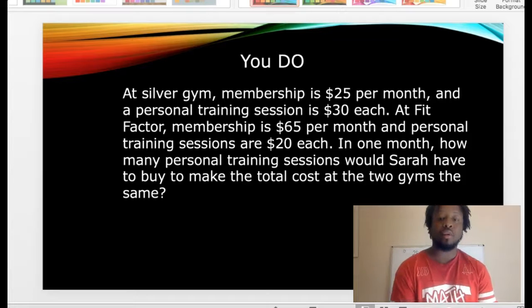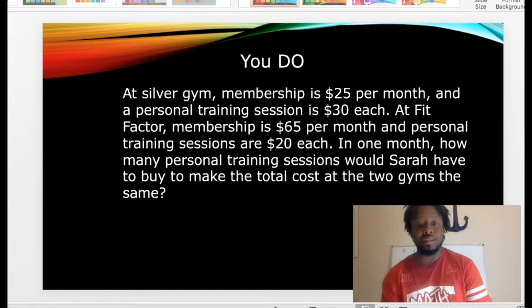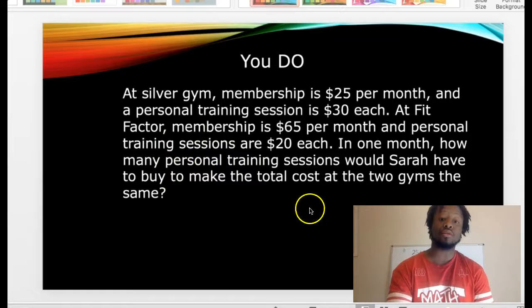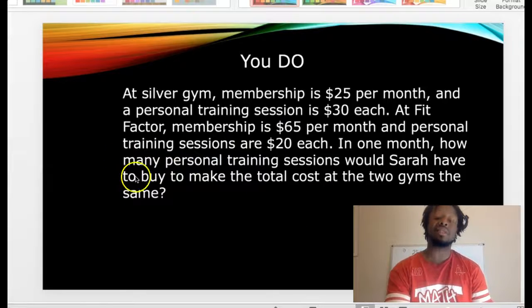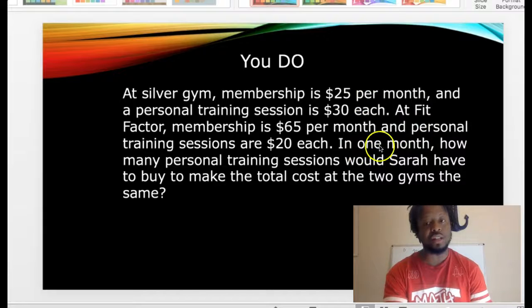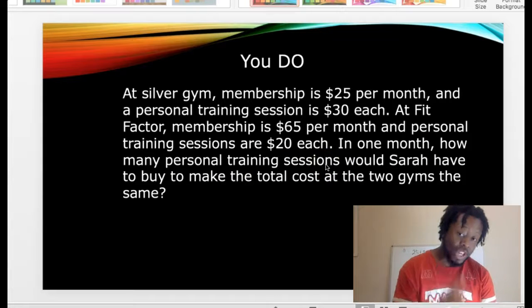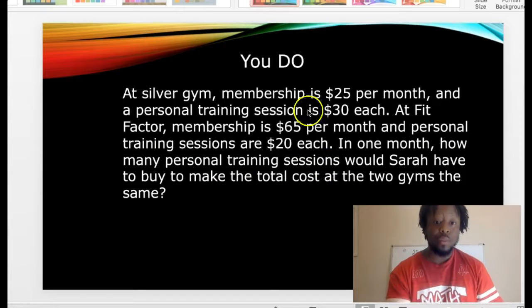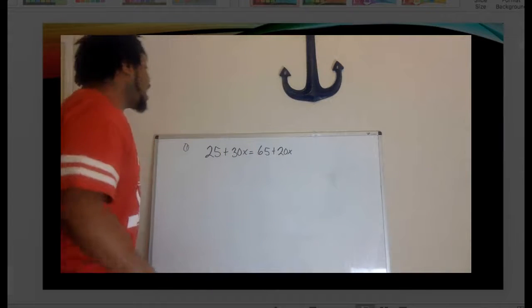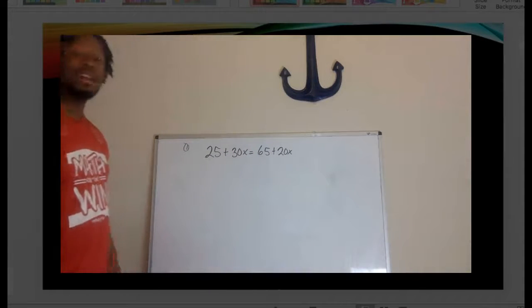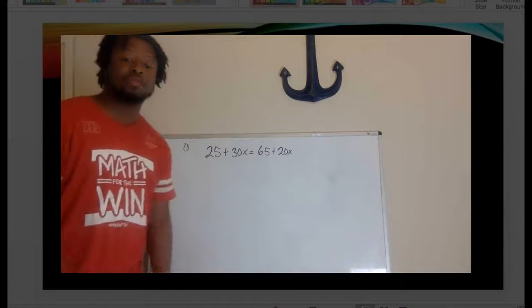Okay, so once again, there's the keyword same. We go back in our question and find out what the what is, and the what in this problem is personal training sessions. Sometimes people look at this per month and think that this is where the variable goes. No, if you look at the question, it says in 1 month, how many personal training sessions. So the x, the variable in this problem, should go with the personal training sessions. Let's take a look at the whiteboard, and this is what I have. I have 25 plus 30x equals 65 plus 20x.